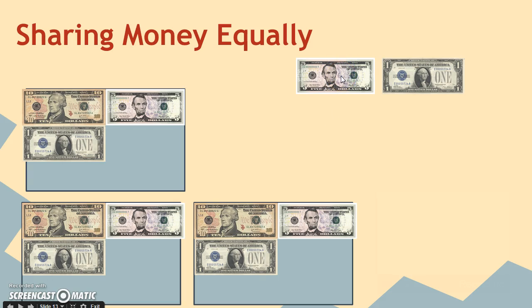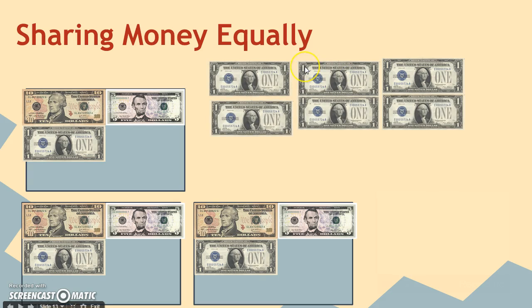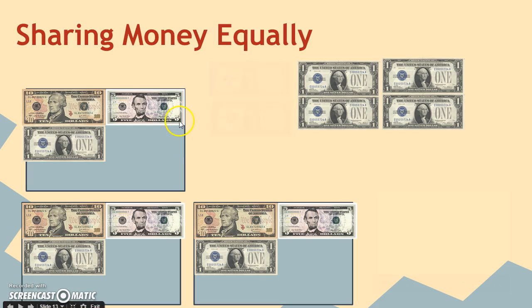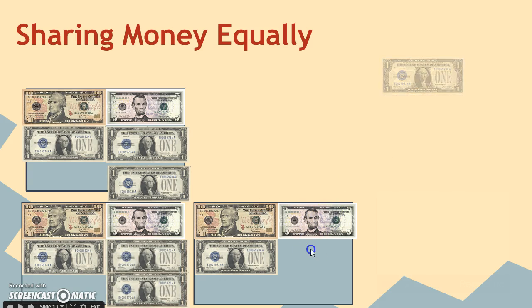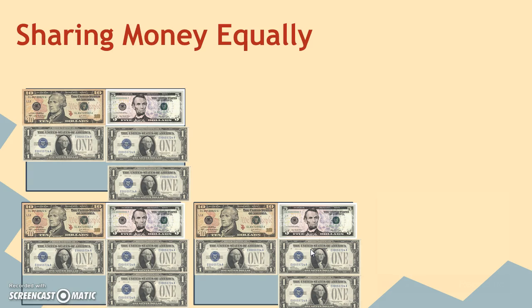Now again, we have to change in what we have to help make this easier to distribute. So we're going to change in our $5 bill for 5 ones. Oh, and would you look at that? We've got 1, 2, 3 groups of 2. So all we have to do is take each group of 2 and put it in their respective place. And we effectively divvied up $54. So each person gets $10, $15, $16, $17, $18.